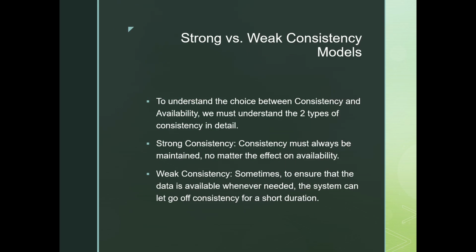And next is weak consistency. In this, we sometimes have to let go of consistency for a very short duration to make the data available. As in the case of Amazon, as I said earlier, if some user is making a payment and it is taking a long time, the other users don't have to wait for the data. The website loads, and the website is always up.